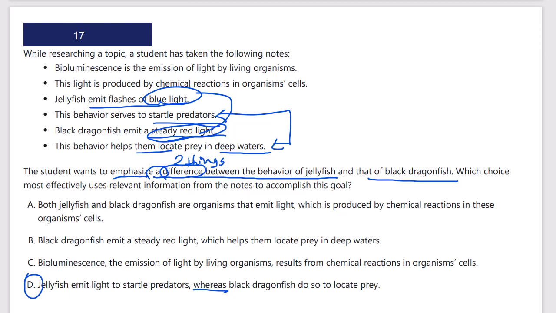Let's check A, B, C. Both jellyfish, so both is going to be a similarity, are organisms that emit light, which is produced, no, again, so it's a similarity. That's how they're the same. That's not the answer. Black dragonfish emit, so again, this is our answer that only talks about one, black dragonfish. And I get the next answer is bioluminescence, the emission of light results from chemical. Now, that's just a general statement about bioluminescence. It doesn't point to the differences between these two types of fish. D is the correct answer.